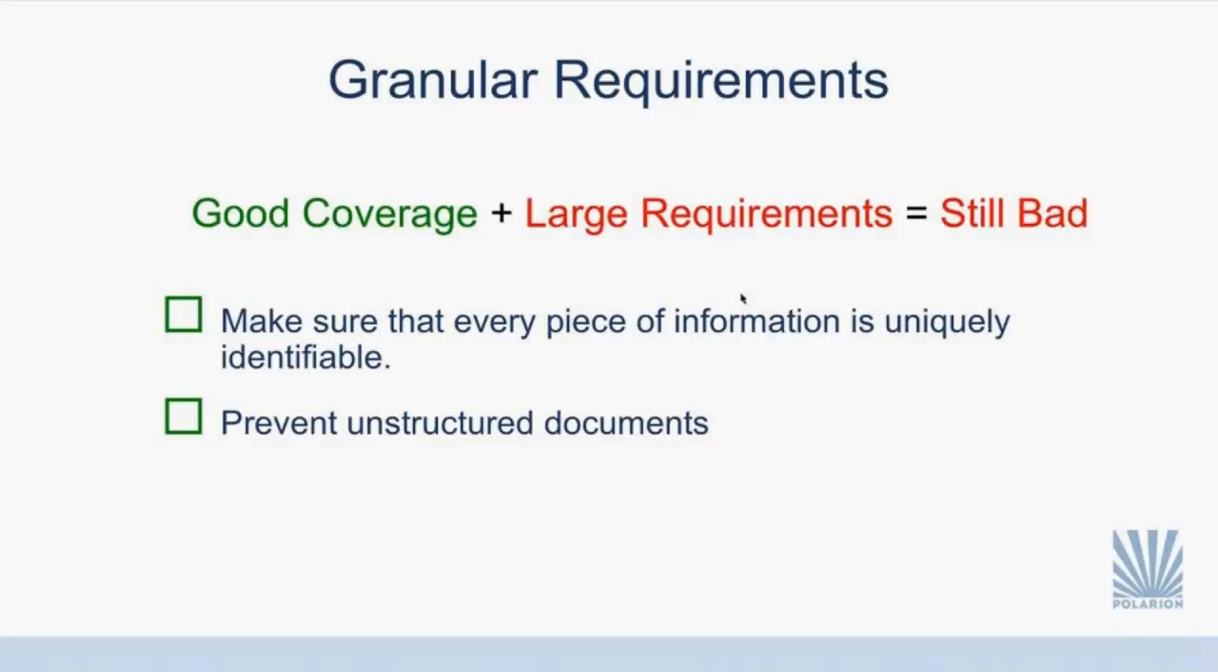But if the requirements are really large, it's still bad because you still don't know how to control a change. If I change a chapter in a document, how do I know that it was properly maintained? How do I know that all the test cases have been updated? You need to make sure that every piece of information is uniquely identifiable, and prevent unstructured documents. That's easy to say, and it's a common goal of all requirements management solutions to ensure that every single paragraph is identifiable and versioned.